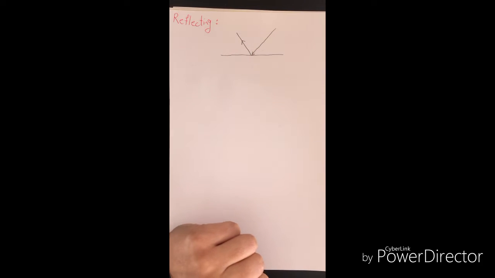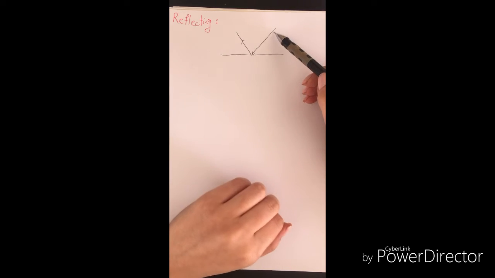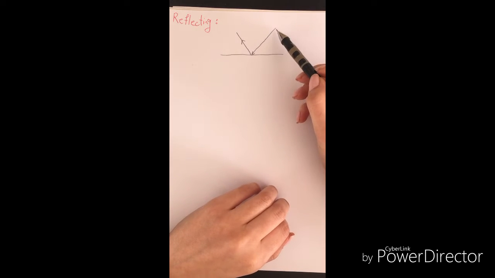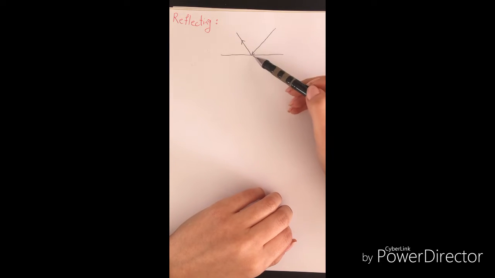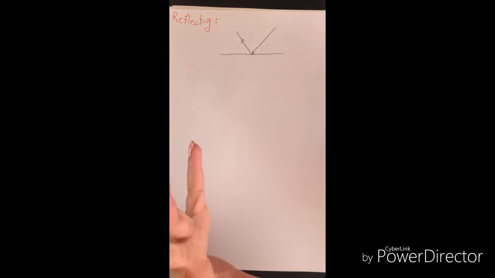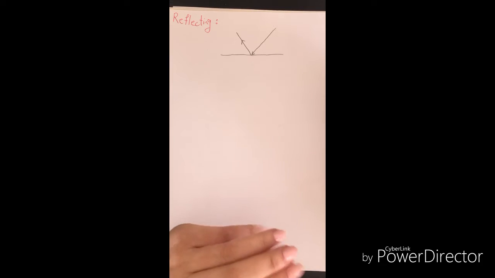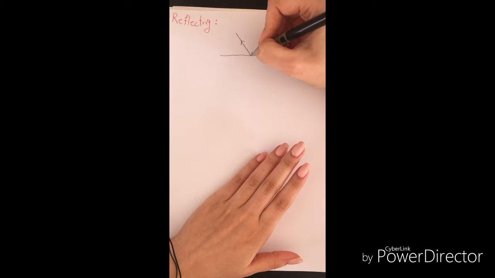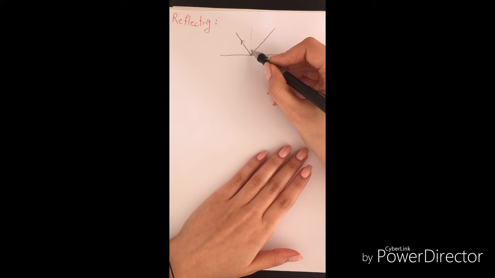Hello everybody, today I'm going to help you understand reflecting and refracting better. Reflecting is when a ray of light hits the surface and is reflected from the surface, like this. We measure the reflecting and refracting data from the vertical axis, which is perpendicular to the surface.